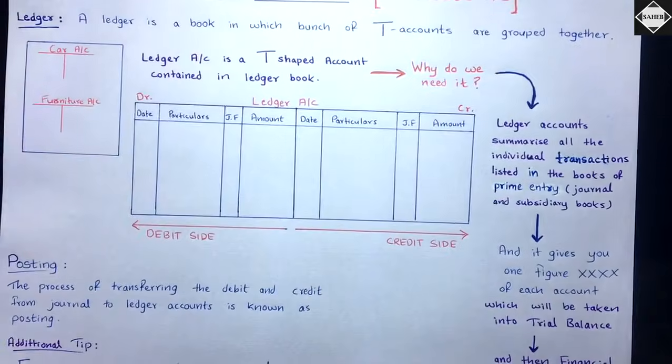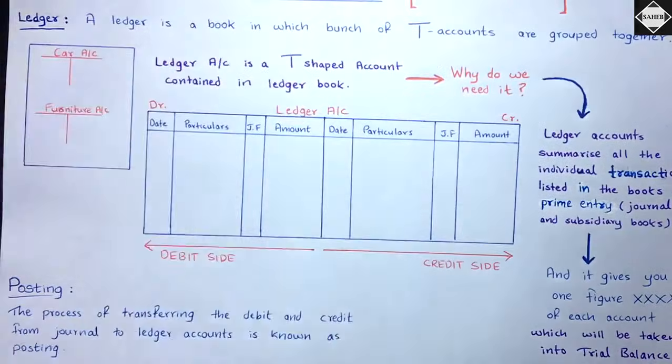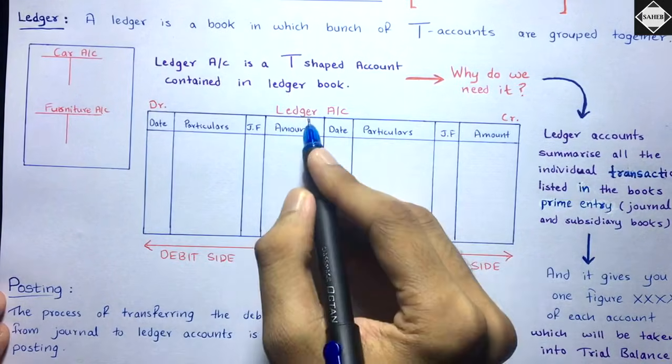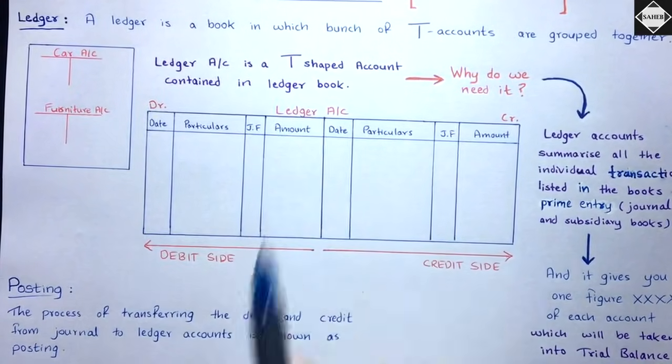So that all the entries relating to that will be summarized into one account, and it will give you one figure which can be taken into the trial balance and then to the financial statements. Is that clear? Now you have understood some basics about the ledger account. Now let's move forward and understand the different types of ledger accounts and the balances, opening balances, closing balances, and all these things.